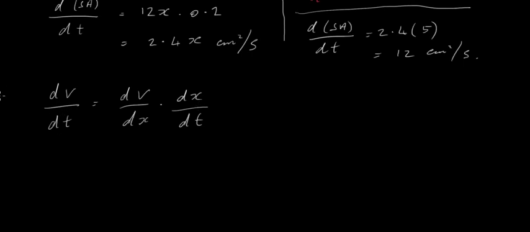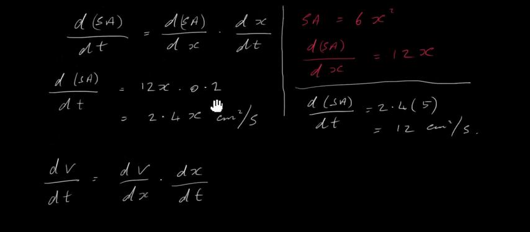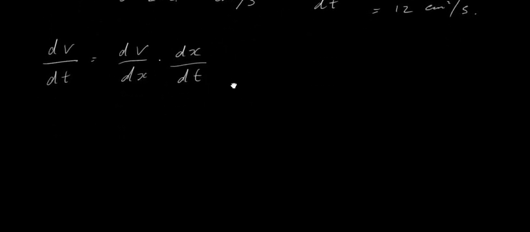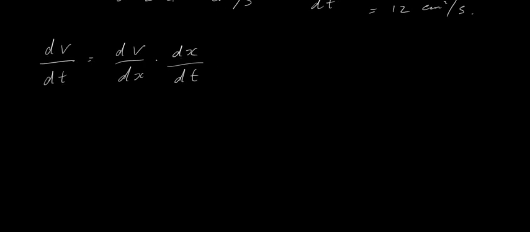We know what dx/dt is. It's 0.2. We didn't work it out, we were given it. So we can stick in 0.2 here. What I don't know is dV/dx, and we're looking for dV/dt. So I've got to work this bit out. dV/dx is what we're looking for now. So let's have a go at that again, over here.